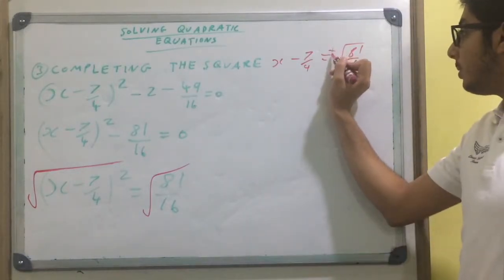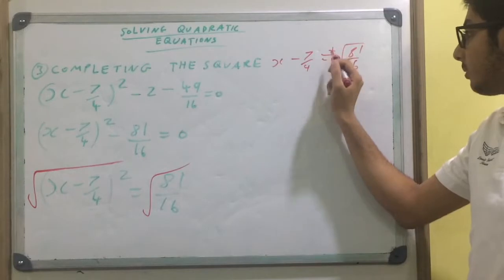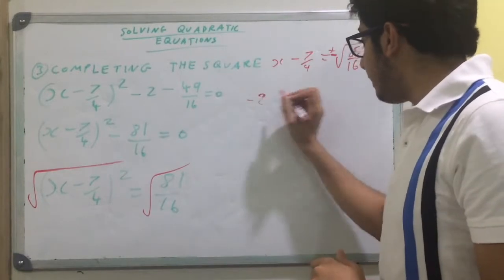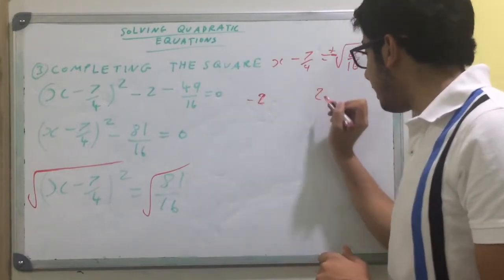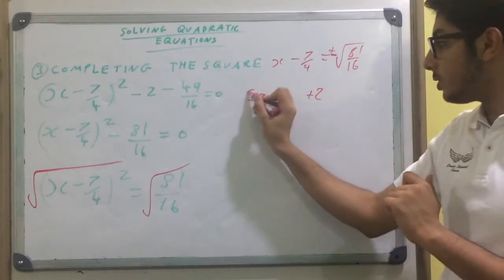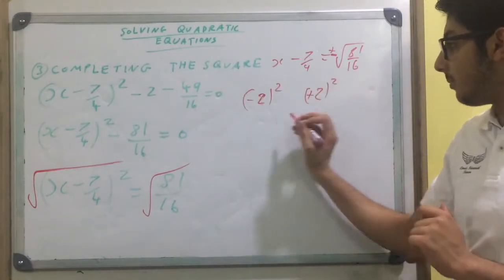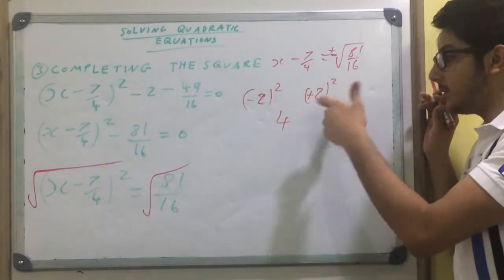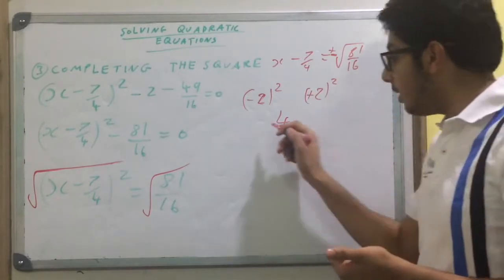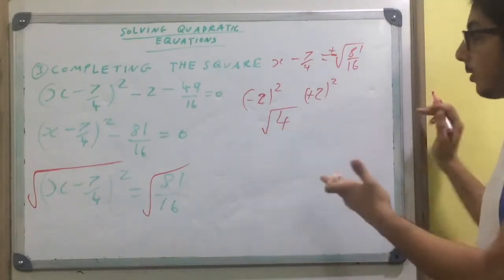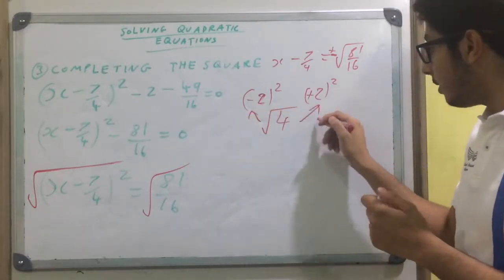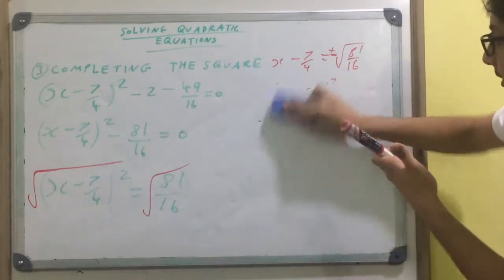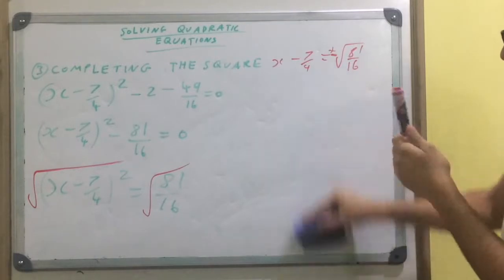But it's the positive or negative square root of 81 over 16. Because, let me give you an example. You have negative 2 and you have positive 2. You square both of them, they're going to give you the same value, 4. Because a negative times a negative is a positive, and a positive times a positive is a positive. So if you find the square root of 4, you're either going to get negative 2 or 2. So plus or minus the square root of whatever you have inside it. Okay, and that's going to give you your two values for x.